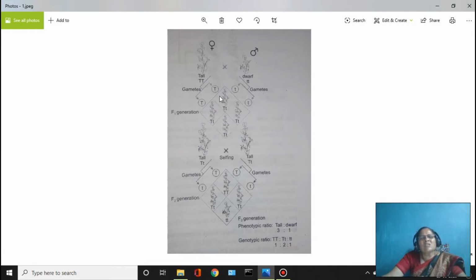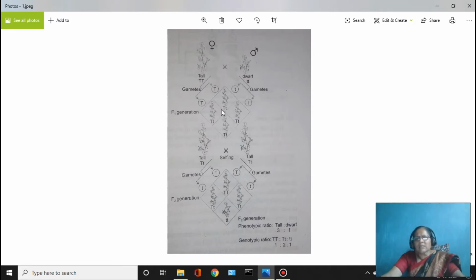In each box, we have to write the phenotype as well as the genotype. Here, the first cross, capital T crossed with small t, and this progeny is capital T small t. There we write the genotype capital T small t, and the phenotype we write as tall. This is the Punnett square.